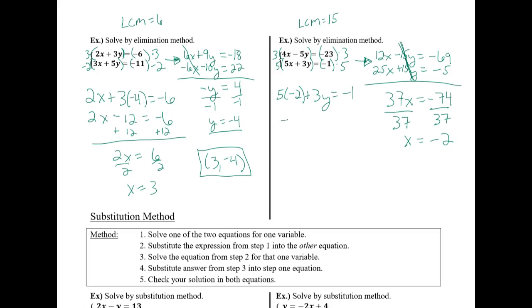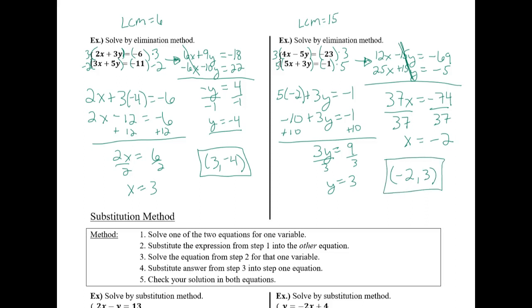5 times a negative 2 is negative 10. Everything else stays the same. I add 10 to both sides to get the y alone. And negative 1 plus 10 would be a positive 9. Divide both sides by 3, and I end up with 3. So the coordinate going xy is negative 2, 3. And there you have it.